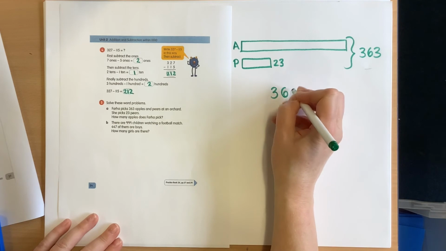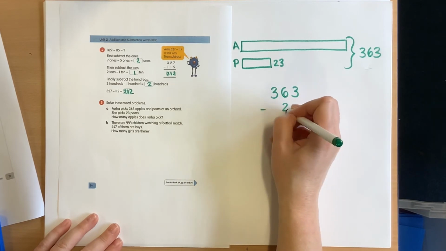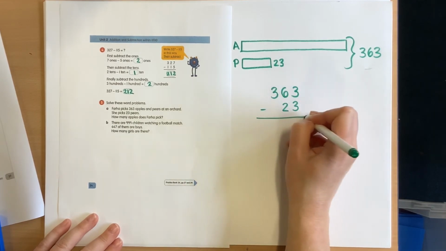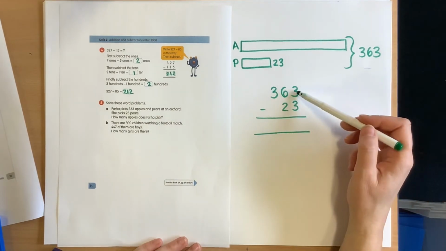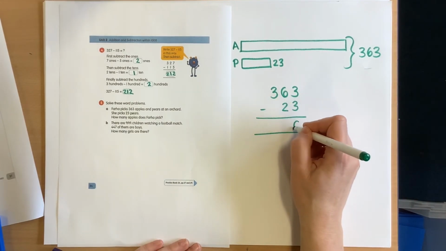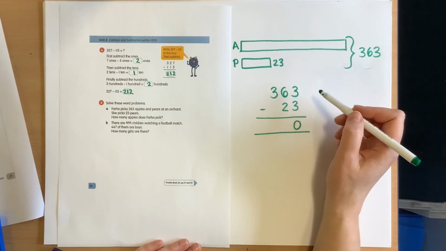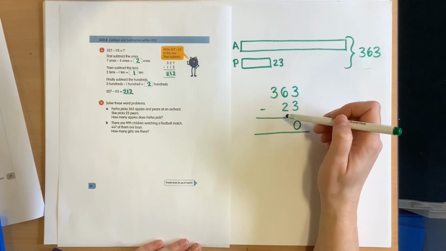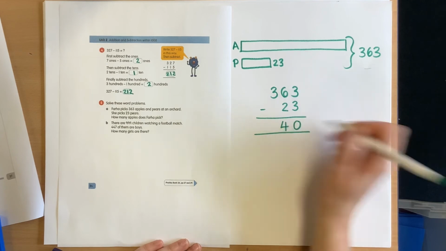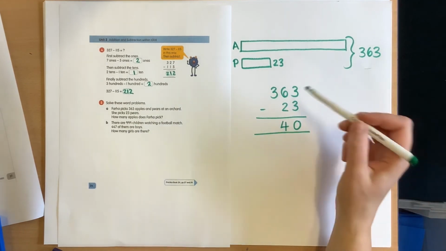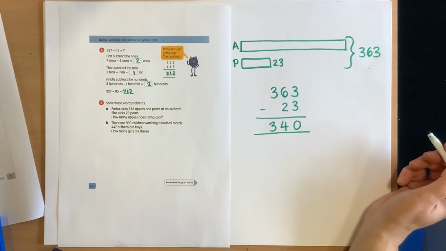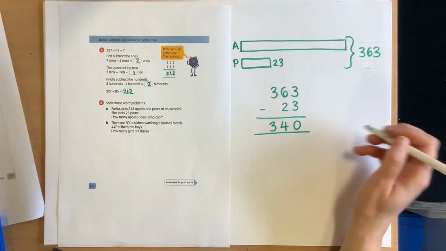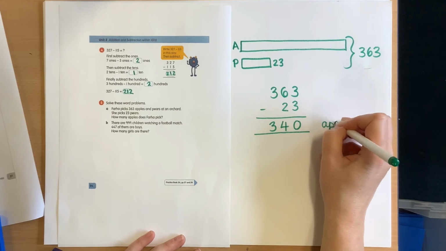So we've got 363, take away 23. Remember to line up your hundreds, tens and ones. First subtract the ones. 3 ones take away 3 ones is 0 ones. Now subtract the tens. 6 tens take away 2 tens is 4 tens. Finally subtract the hundreds. 3 hundreds take away no hundreds is 3 hundreds. So Farah picks 340 apples.